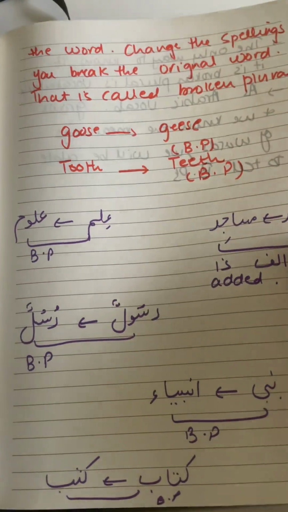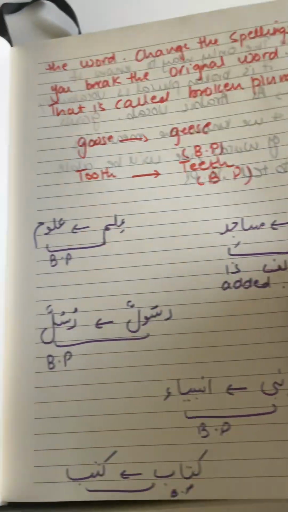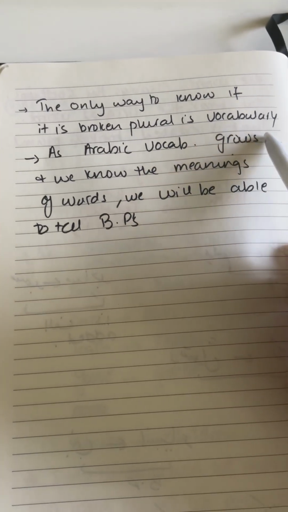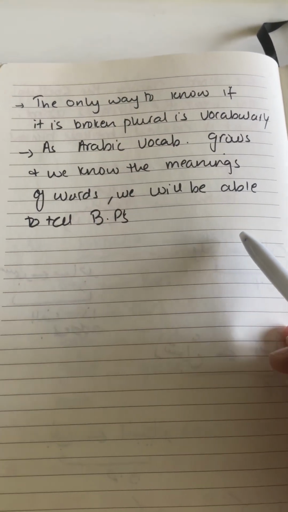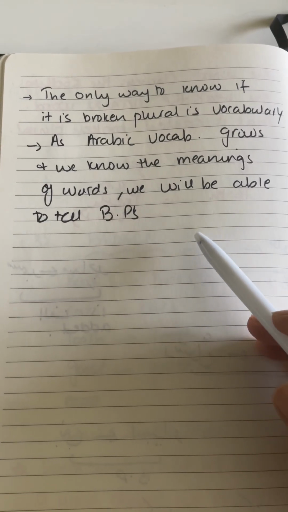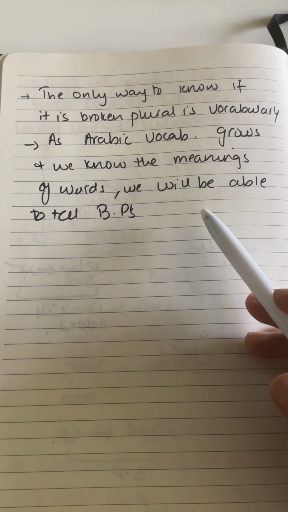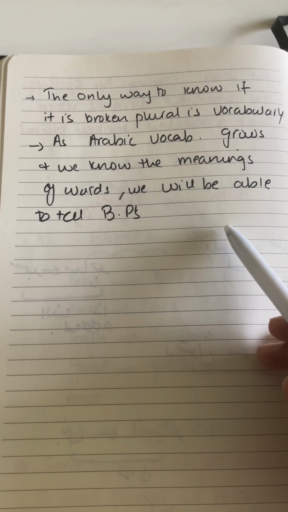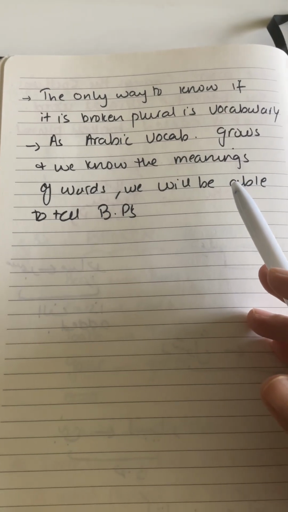So broken plural, basically the original word is broken down and a new letter is added, or a letter is removed, and then that kind of plural is called a broken plural. So the only way to know if it is a broken plural is by vocabulary. There is no other way. We should know the meaning of the word. Like for example, kutub, we should know that it means books, because it's going to be kutubun. If it is an un ending, then we can also say that it's singular, because muslimun is basically singular, right? And if we see kutubun, we can confuse it with being singular, but it's not singular, it's a broken plural. And the only way that we can know is if we know the meaning of kutubun, and that it is basically books.